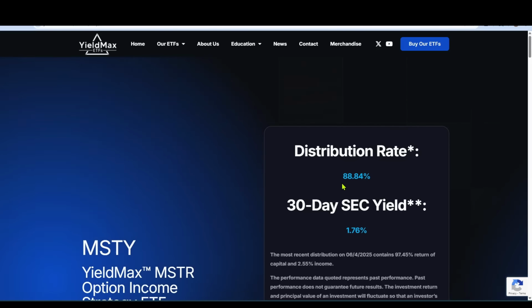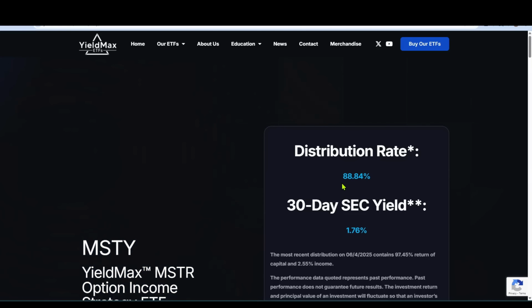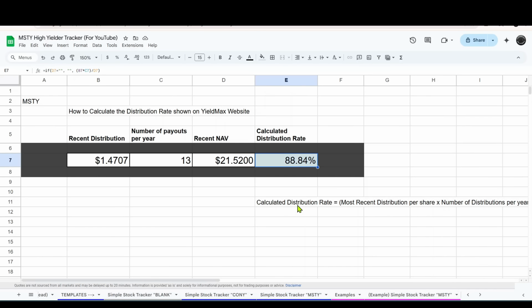And now that we have those two confirmed, that we are calculating it correctly, let's better understand what those numbers are. So on our sheet here, as you can see, we have that most recent NAV, we have the current number of payments per year, and we've got the most recent distribution.